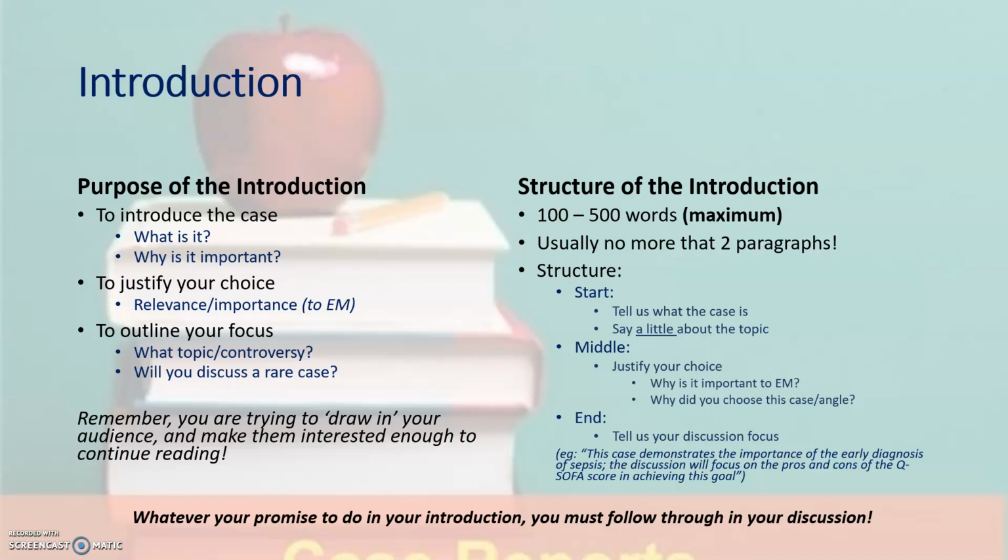The structure of the introduction is 100 to 500 words. That means usually no more than 2 paragraphs. And it needs to have a start where you tell us what the case is, a middle where you justify your choice, and an end where you tell us what your discussion is. And I've given you a little example of what your final sentence might look like. This case demonstrates the importance of early diagnosis of sepsis. The discussion will focus on the pros and cons of the Q-SOFA score in achieving this goal. So you're telling them, you round off your introduction by saying this is important, and this is what we are going to focus on in our case.